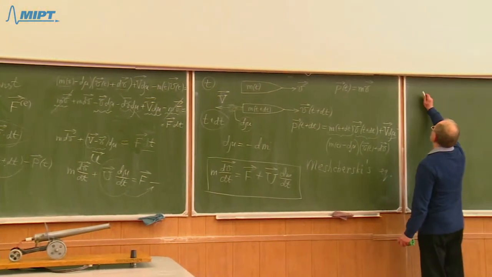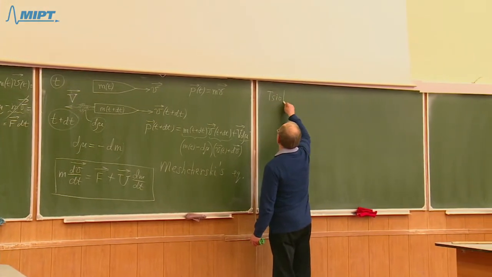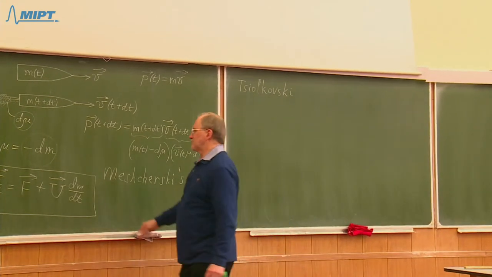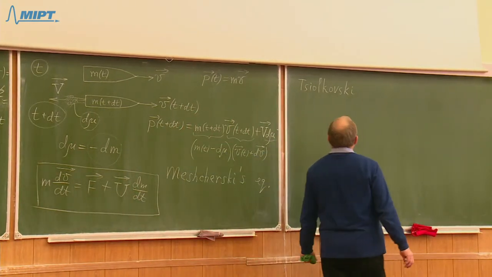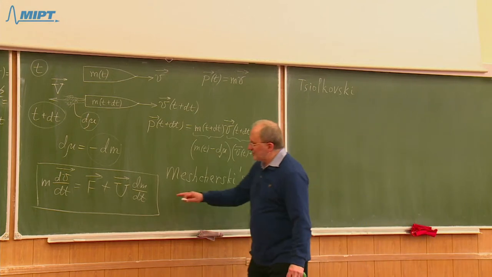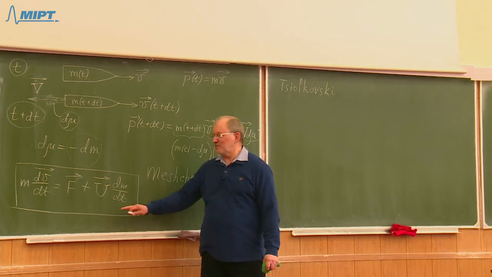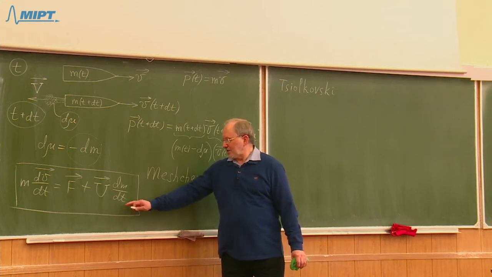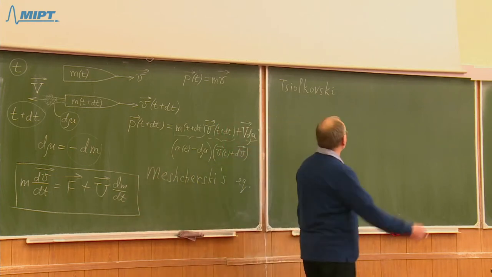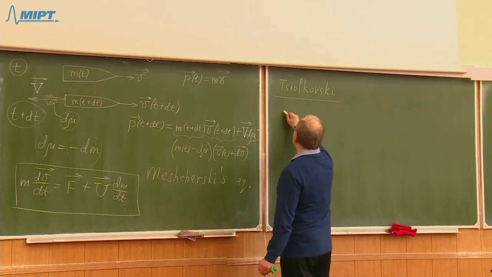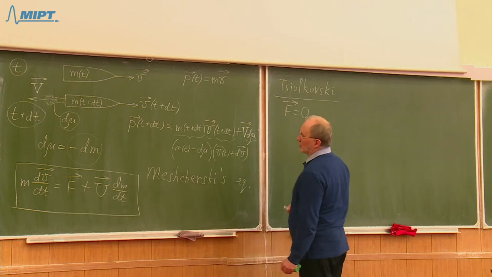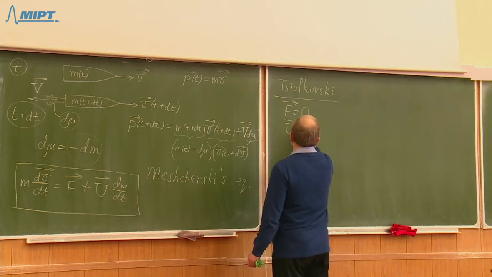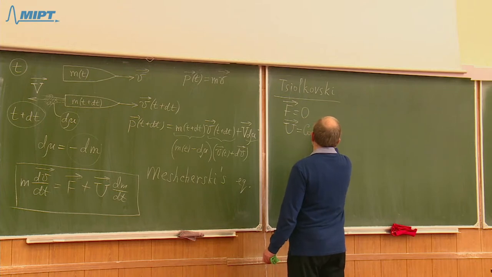Another Russian scientist, Tsiolkovsky, also at the end of the 19th century, was thinking about rockets, and he derived the same equation. He came to the same mathematical equation. He did not know about the work of Meshchersky. He arrived at the same result, and he applied this result to the motion of a rocket under the following assumptions. He assumed that the external forces are zero, no external forces acting on the body. And he assumed that this velocity u is constant. The gases are thrown away with constant velocity with respect to the rocket.